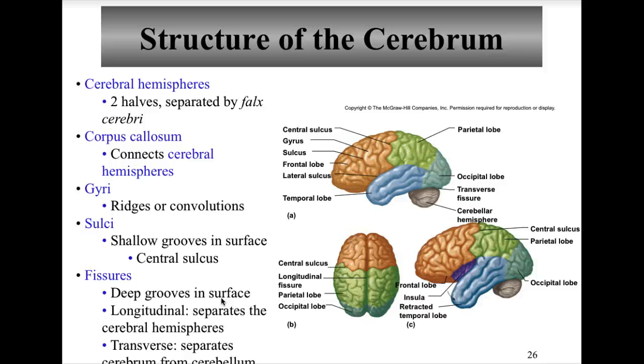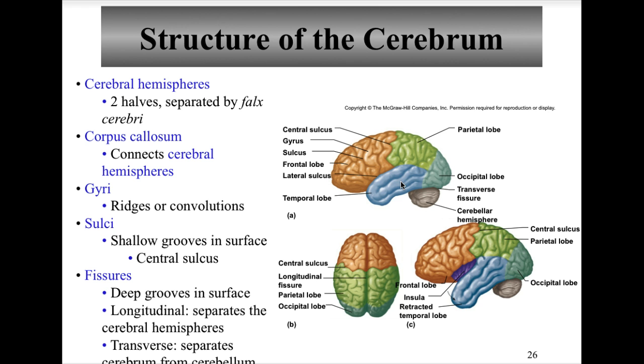Surface ridges are called convolutions or gyri. So those are ridges or convolutions in the brain. And then each hemisphere is divided into lobes, which are named for the bones that cover them. They include the frontal lobe, parietal lobe, temporal lobe, and occipital lobe. And here you can see them colored: your frontal lobe, parietal lobe, occipital lobe, temporal lobe.